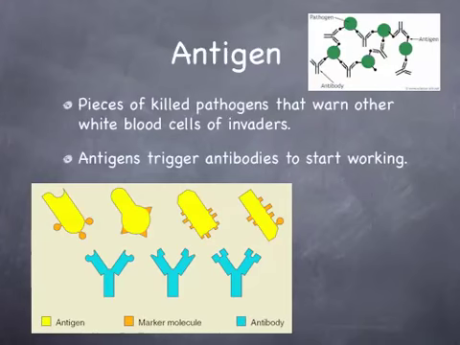Antigens. Antigens are pieces of killed pathogens that warn other white blood cells of the invaders. Antigens trigger or alarm antibodies to start working. So even though antigens are a part of the killed pathogen, it really is a warning, a trigger, or some sort of marker for antibodies to start working.